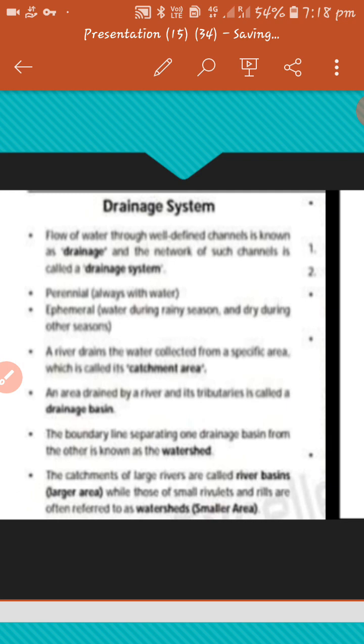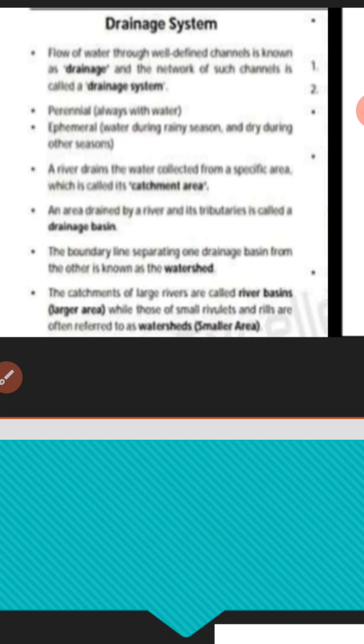What is a catchment area? The area from which a river drains the water collected is known as the catchment area. That is, it may be a lake or pool, etc. An area drained by a river and its tributaries is called a drainage basin. Suppose the Indus basin, Brahmaputra basin, Ganga basin, etc.